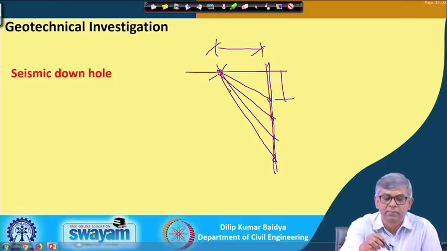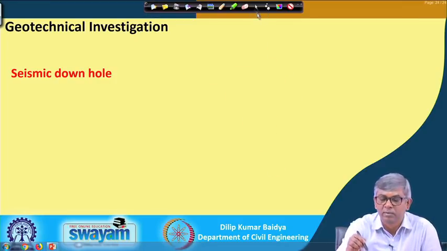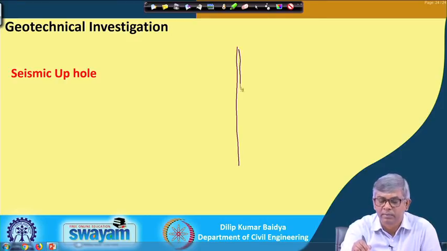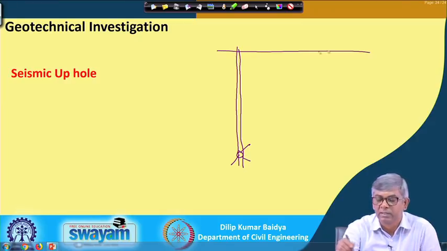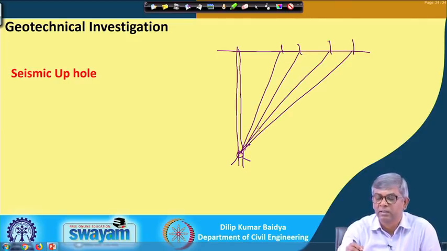Similar to this, we have the uphole. The uphole is just the reverse, that means in the borehole itself we put the disturbance, and on the surface we keep the receivers. So it will go this way, this way, this way, and if I know this distance and this distance, then we can find out the velocity.